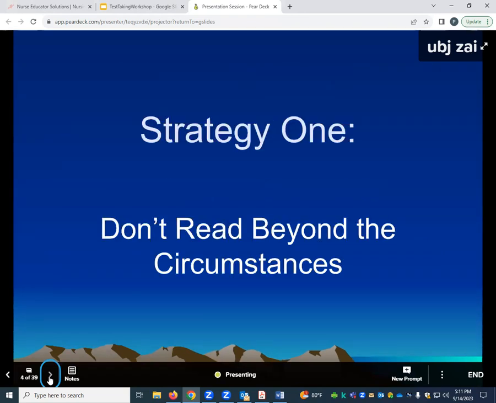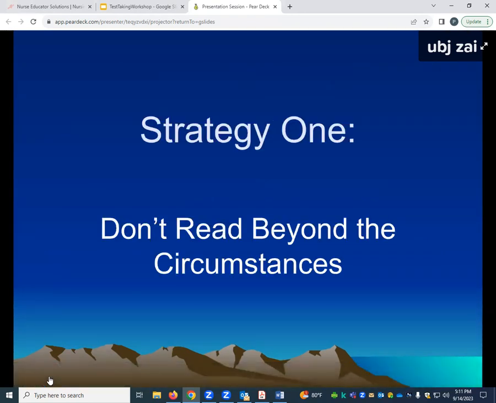So your first strategy on the NCLEX is don't read beyond the circumstances. What is in the question is in the question, and that's what you need to consider. Take the words "what if" out of your vocabulary. If it's not in the question, then it's not a concern. You can't say, well, based on this scenario, well, what if the patient's diabetic? Then I would need to do this or that. If it's not in the scenario, you're not supposed to think about it.